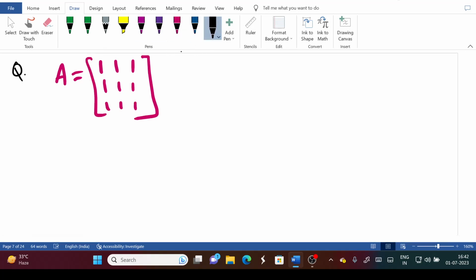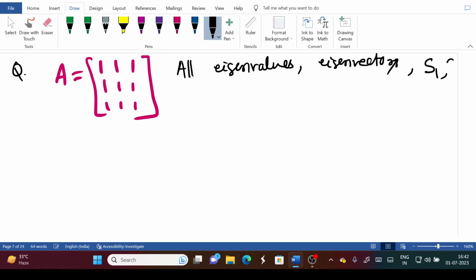What is expected? We have to find all eigenvalues, eigenvectors, and two different matrices S1 and S2. These are to be obtained. Here S1 and S2 are called diagonalizing matrices. We are expected to find two diagonalizing matrices S1 and S2.